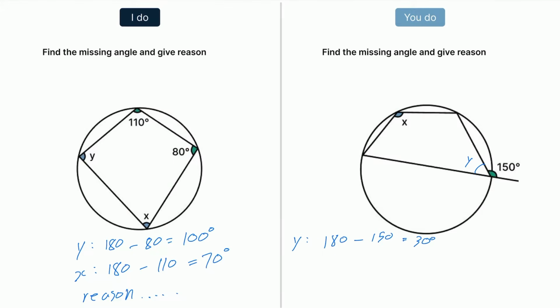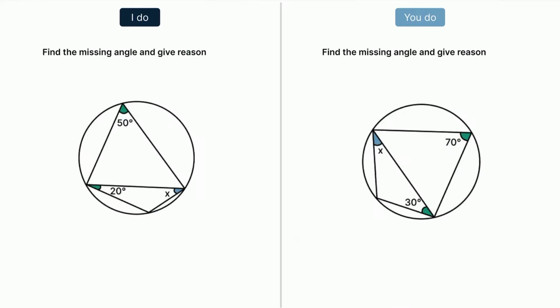And what's the reason here? Again, please state your reason here. The reason here is because angles on a straight line add up to 180. And then to get x, we're going to do 180 take away 30, which gives you 150. And again, state the reason here. Now, the reason here is because opposite angles in a cyclical quadrilateral add up to 180. It's a different reason. So you're going to be stating two reasons for this one.